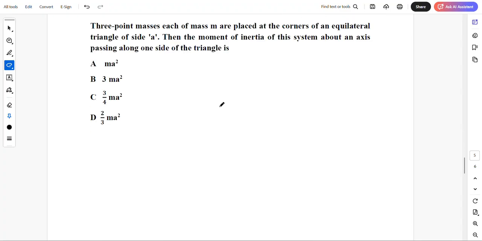And this is the last problem for today's class. Three point masses each of mass m are placed at the corners of an equilateral triangle of side A. This is an equilateral triangle. Three point masses m are kept. This is A, this is A, this is A.